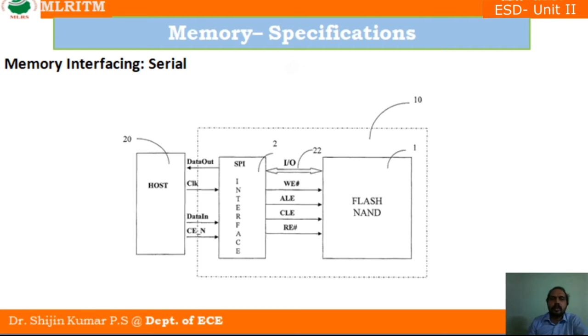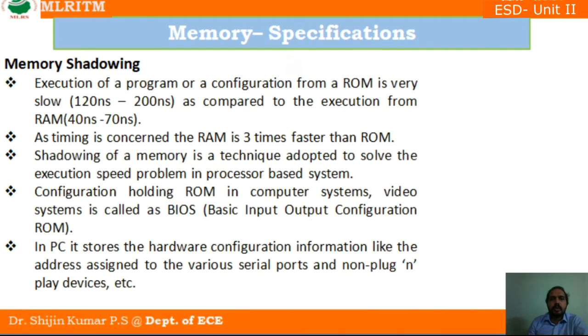So this is all about memory interfacing. We studied two different types of memory interfacing, that is serial and parallel interfacing. Next one is memory shadowing. This is a very important topic. What is memory shadowing? Before we study memory shadowing, we have to look into BIOS. What is a BIOS?